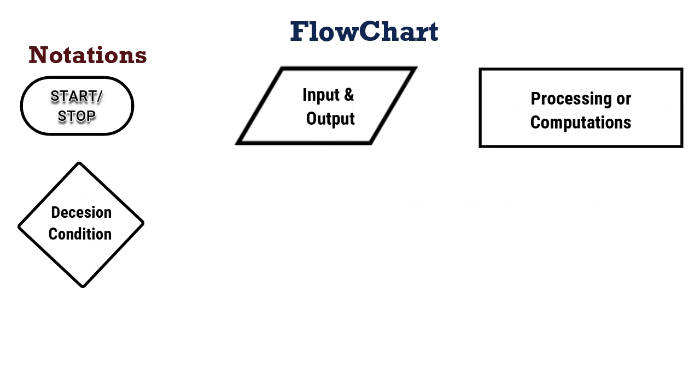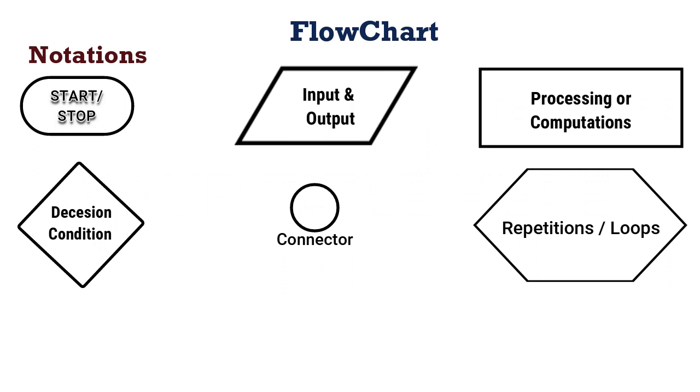And the next shape is a rhombus, which indicates the decision or a condition. To include decision making statements, a rhombus is used. And the next shape is the connector. To join different flowcharts or flow lines, this pictorial representation is used. And the next shape is hexagon, which is used for repetition or loops, whenever we use looping statements. So this shape is used to indicate the repetition or loops.